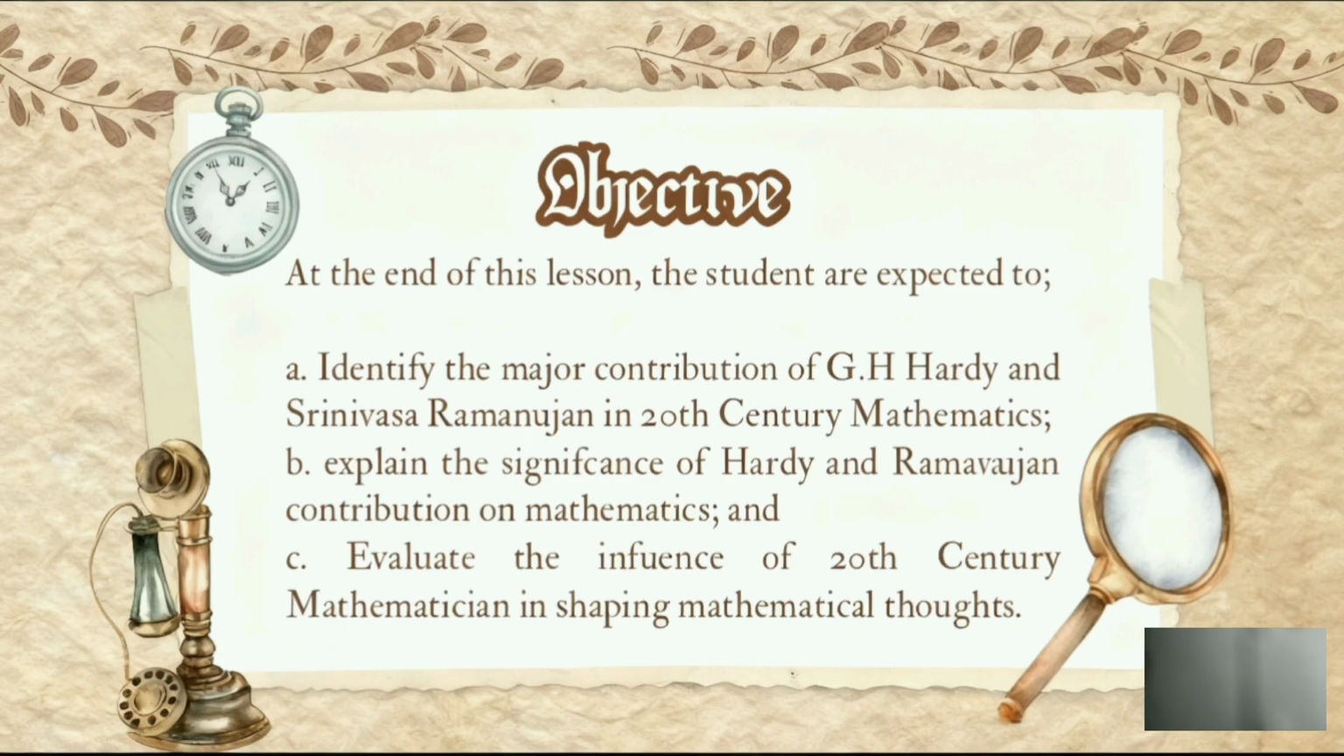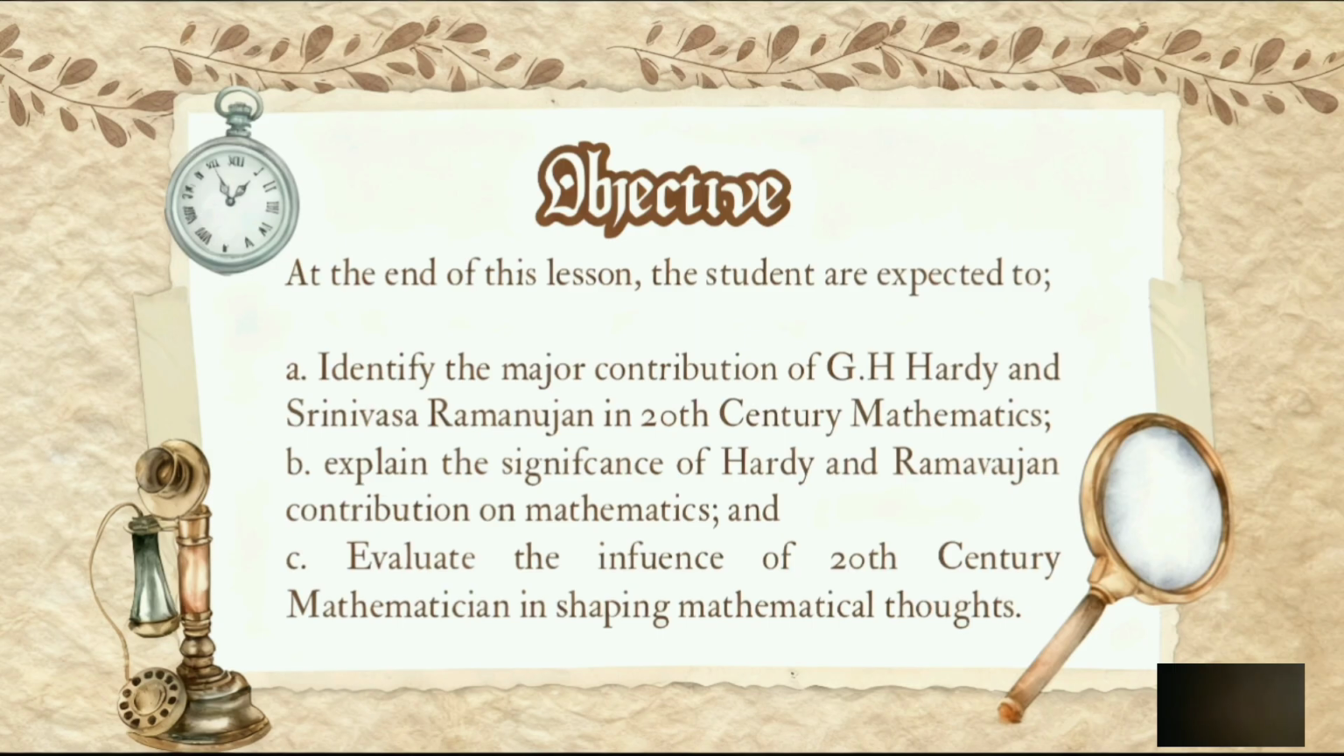For today's discussion, here are the following objectives that everyone must attain at the end of our lesson. Objectives: A. Identify the major contribution of G.H. Hardy and Srinivasa Ramanujan in 20th century mathematics. B. Explain the significance of their contribution to the field of mathematics. And C. Evaluate the influence of 20th century mathematicians on shaping mathematical thought.